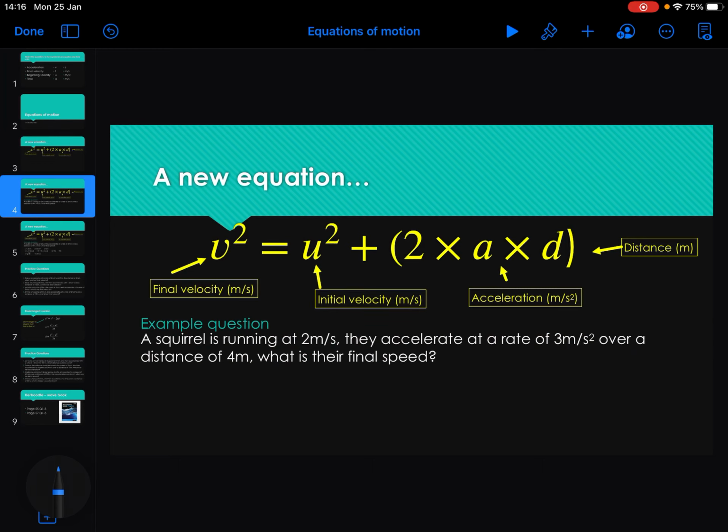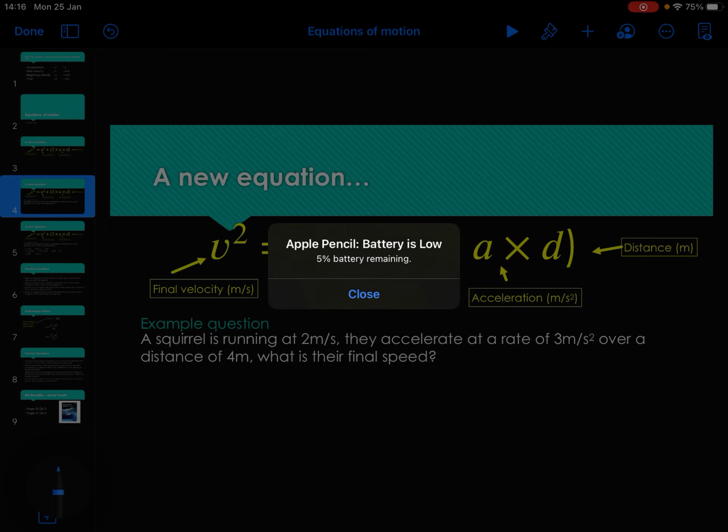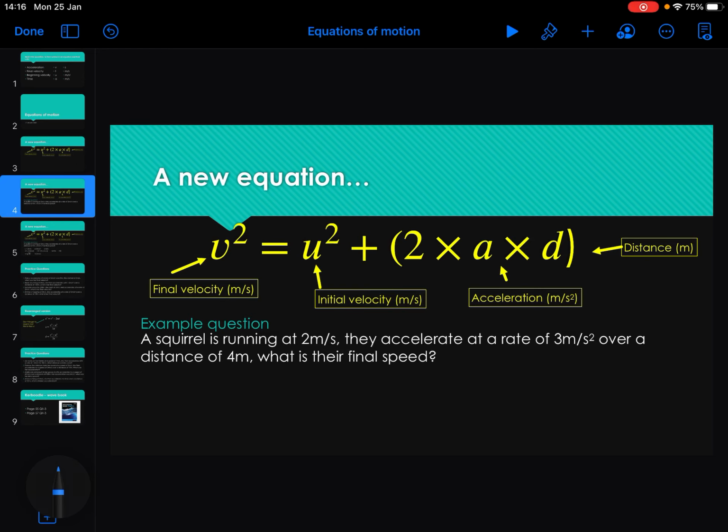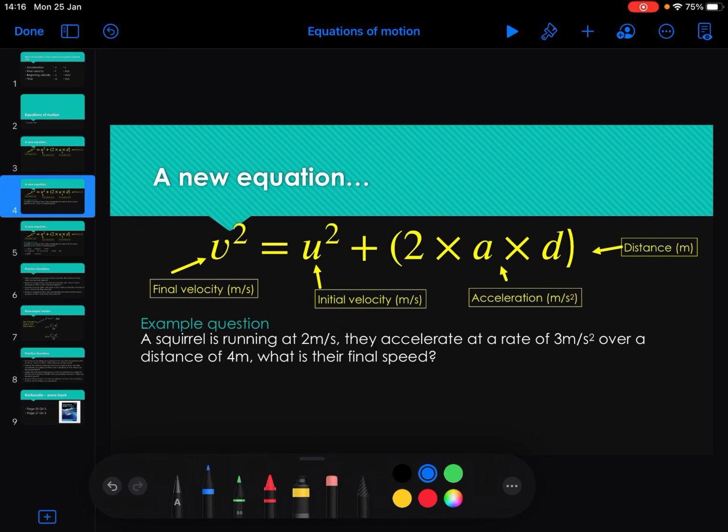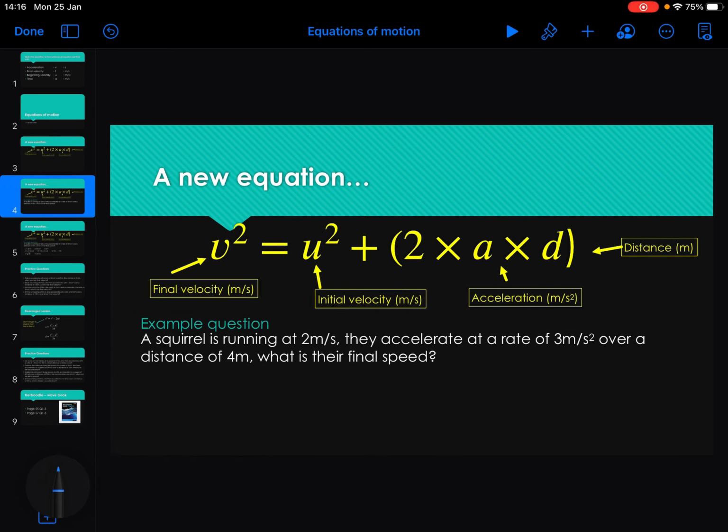So here's a practice question. A squirrel is running at 2 meters per second. Oh no, my battery's going to die. I'll plug this in whilst I read. And I'll just make this skinnier. A squirrel is running at 2 meters per second. They accelerated at a rate of 3 meters per second squared over a distance of 4 meters. What is their final speed?